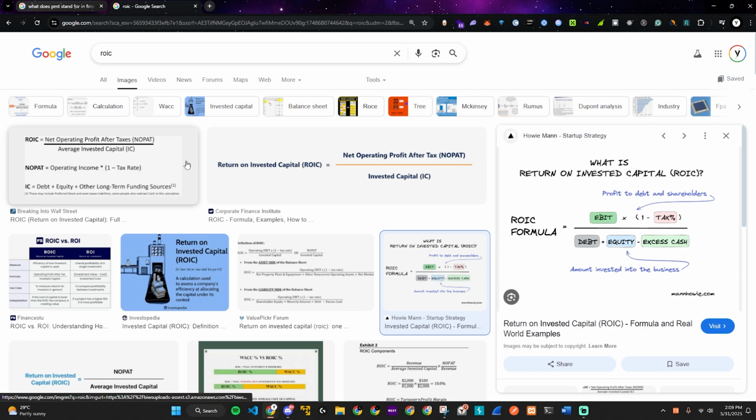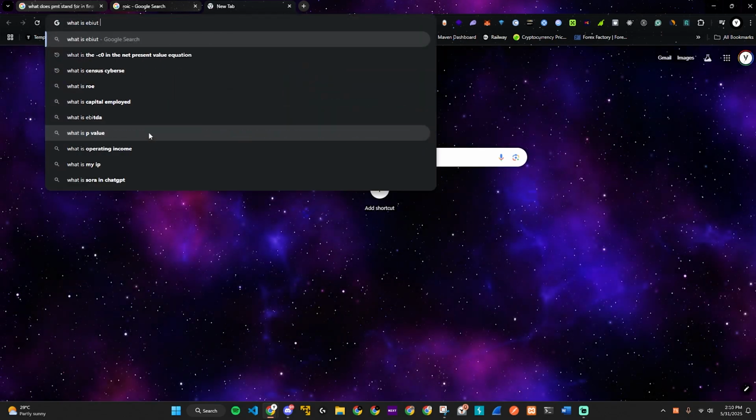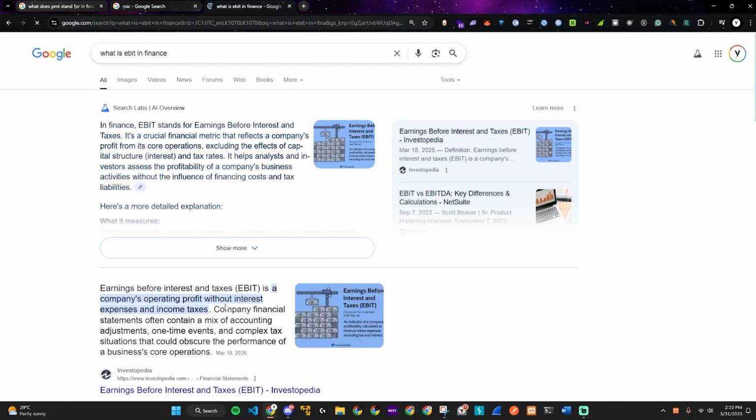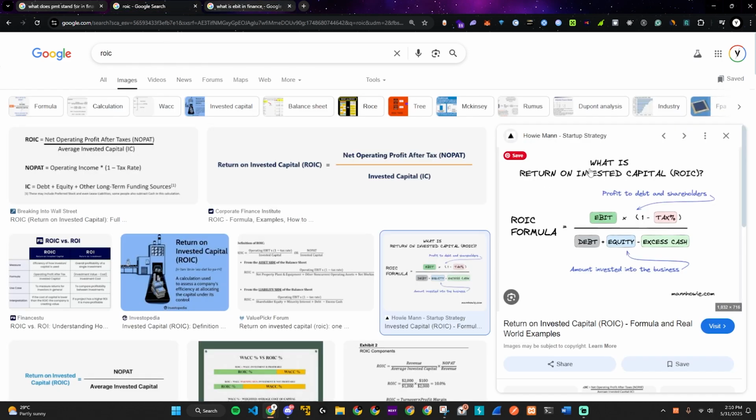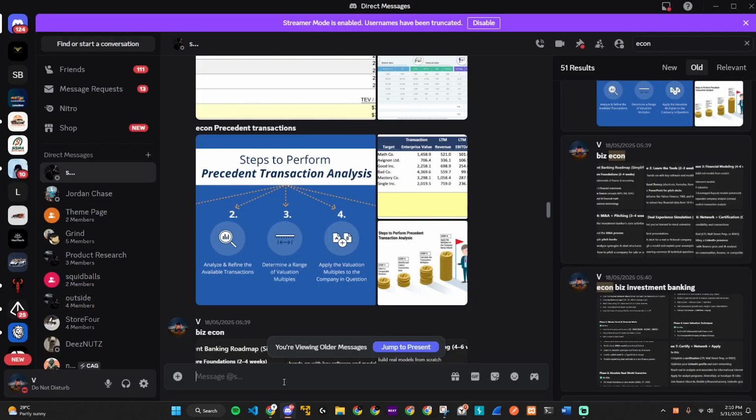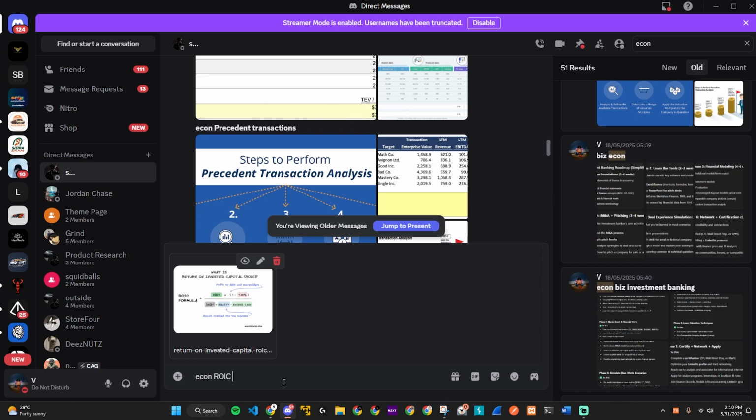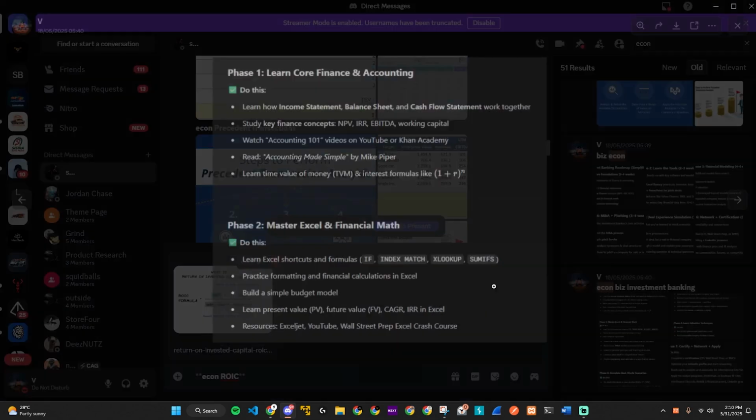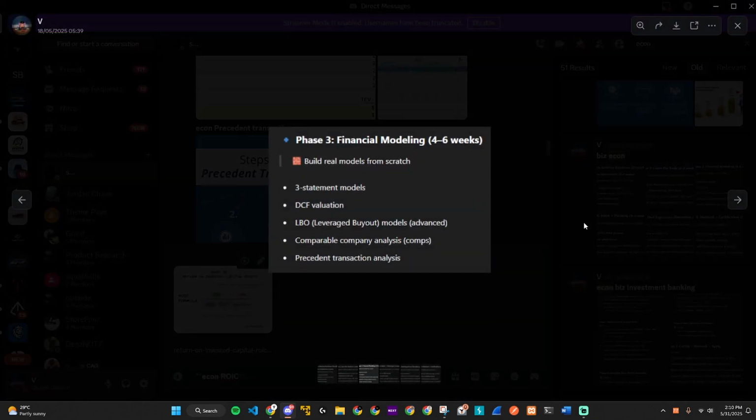What's EBIT? What is EBIT in finance? A company's operating profit without interest expenses and income taxes. All right. So then it goes back. Some goes into tax, and then debt plus equity minus excess cash. Money invested into the business. Right. Interesting. So let's say ROIC. Okay, so let's go on.